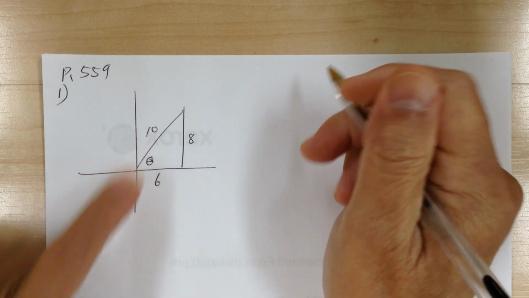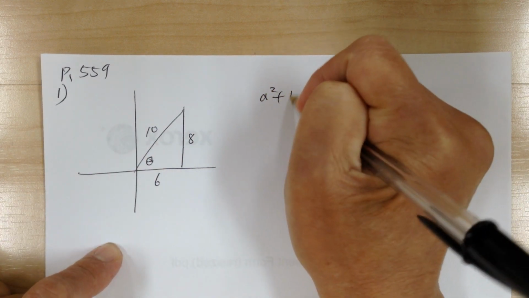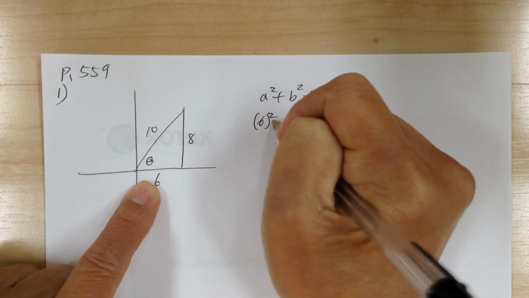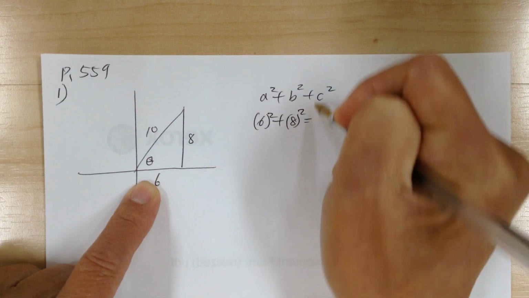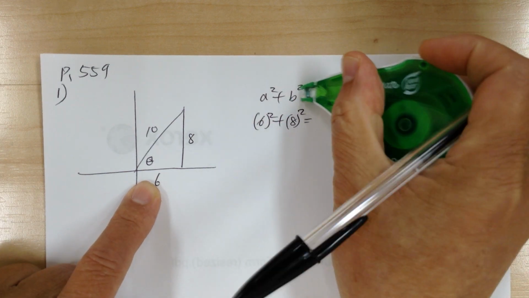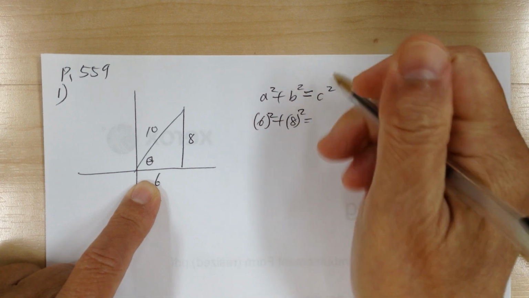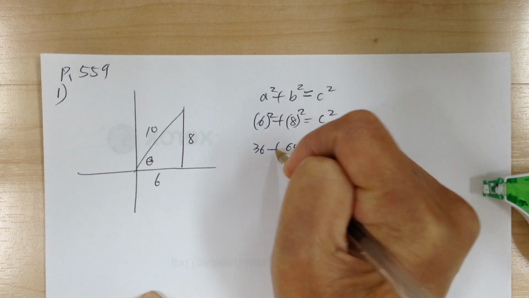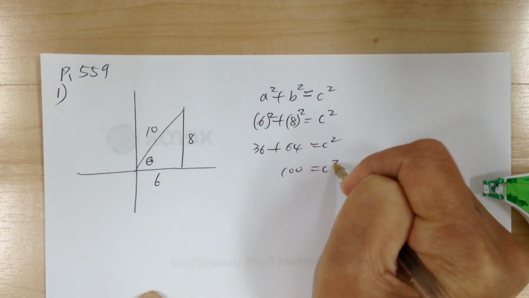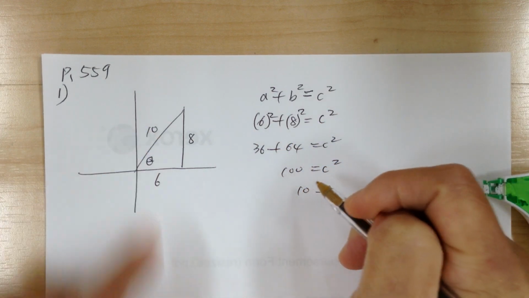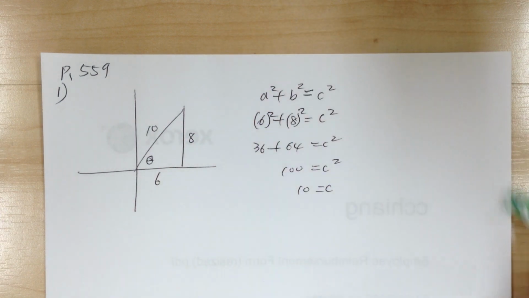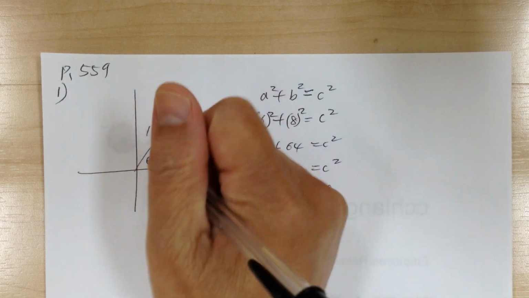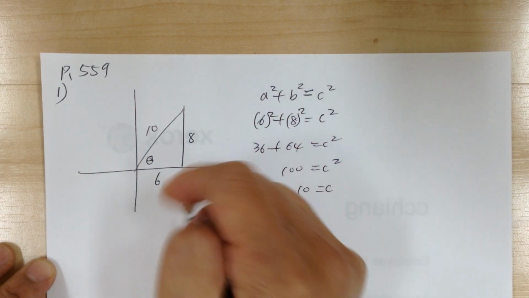Now, if you don't get that, then you need to use the Pythagorean theorem. So you got a squared plus b squared equal to c squared. So you're going to get 6 squared plus 8 squared equal to c squared. So 36 plus 64 equal to c squared. So 100 equal to c squared. So c equal to 10. Okay, but this is the second multiple of the 3, 4, 5 triangle. Okay, so once you get all three sides, then you can write your functions.